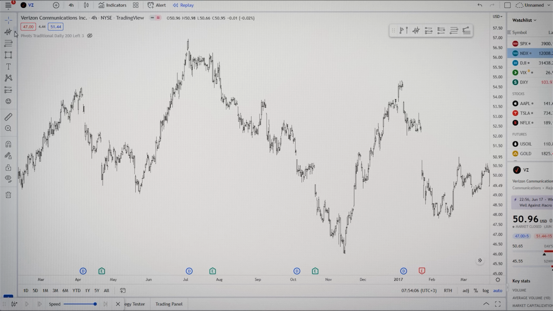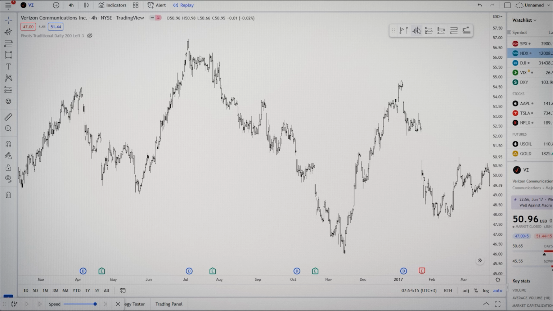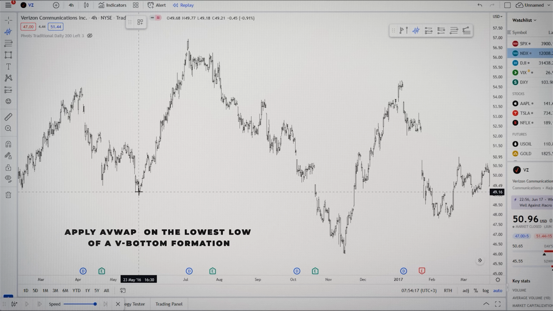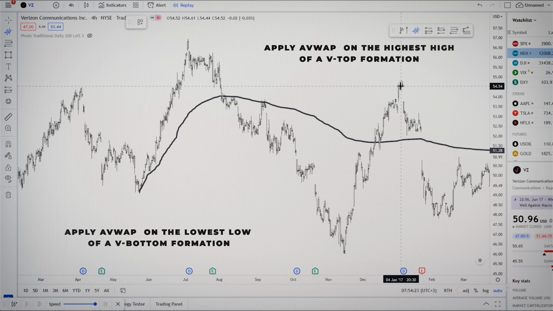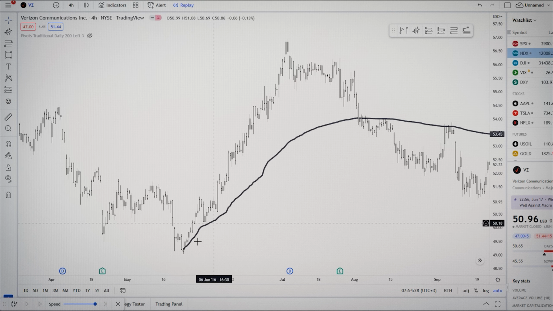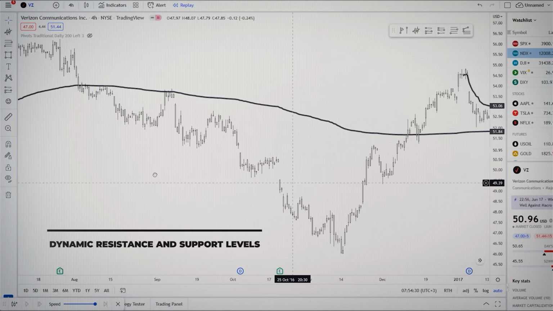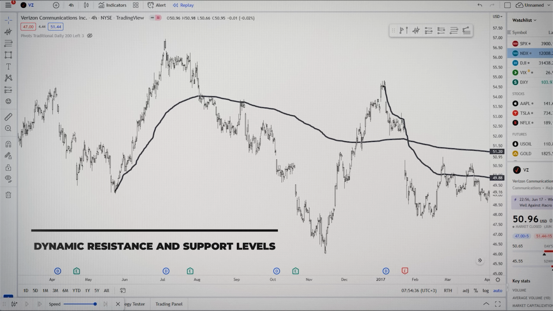For this strategy, we'll use anchored VWAP. Anchored VWAP will tell you the price at which most traders are commonly positioned. We'll apply it on the lowest low of a V-bottom formation and on the highest high of a V-top formation. By anchoring VWAP to these exact price locations, you'll find dynamic resistance and support levels.